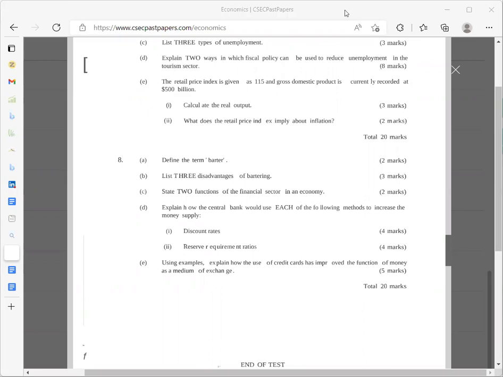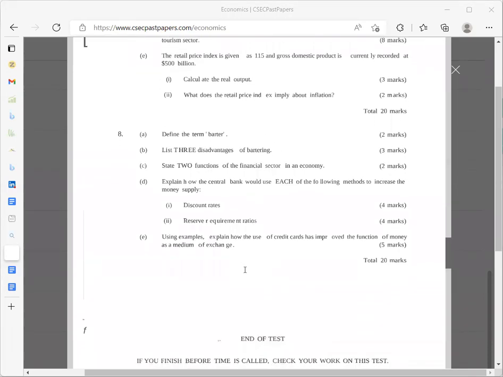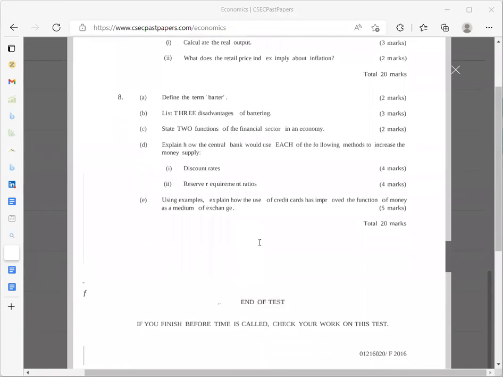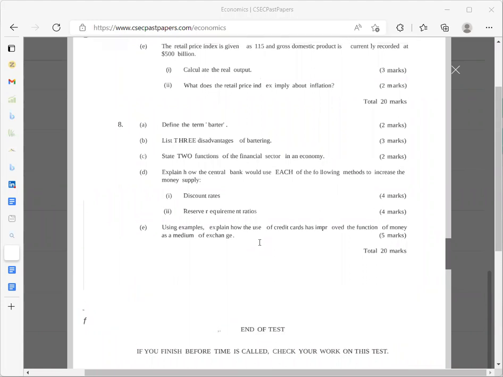It's hard to store value, right? You can't store your chicken after you cut it back in the days. It's hard to do that. It's also hard to make deferred payments at times, right? So, two functions of the financial sector in an economy. I leave that one to you. Two functions of the financial sector in an economy.